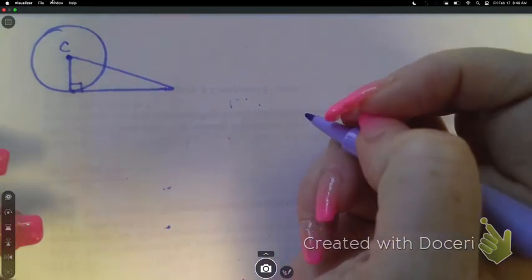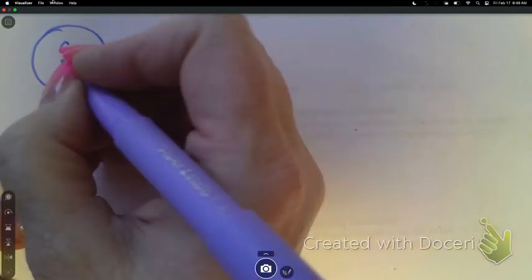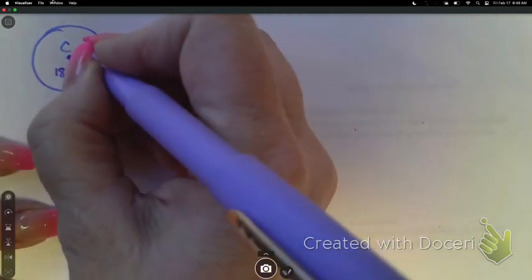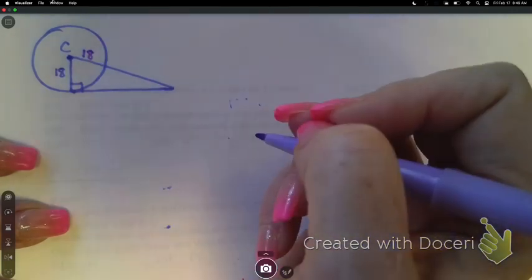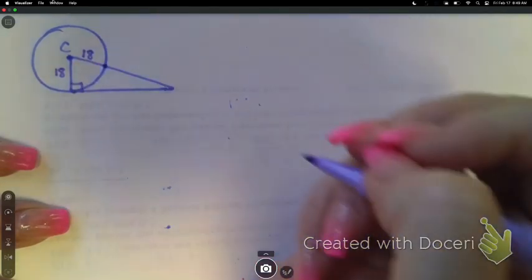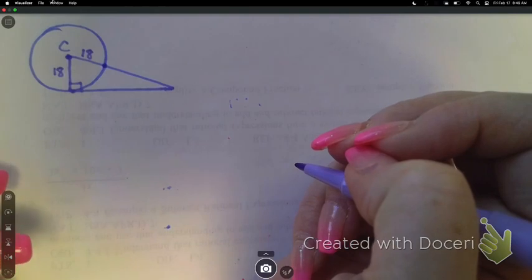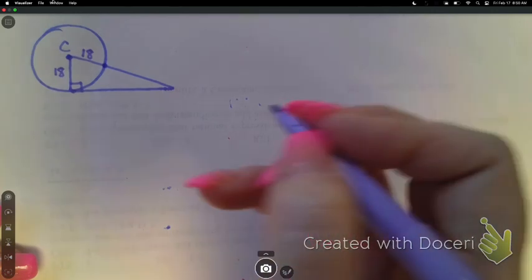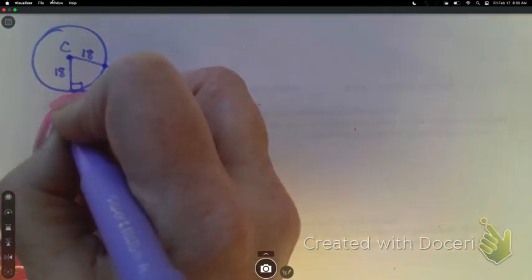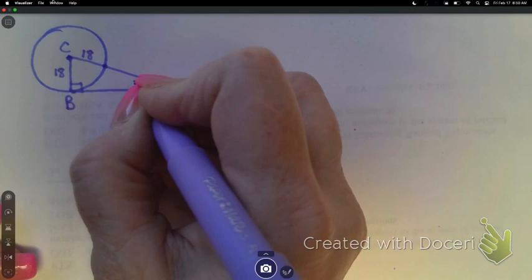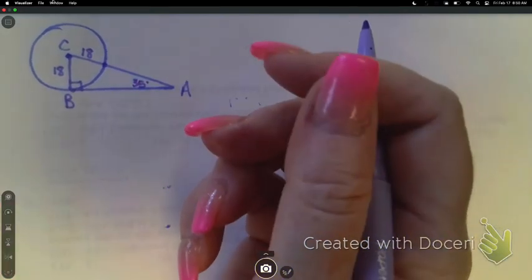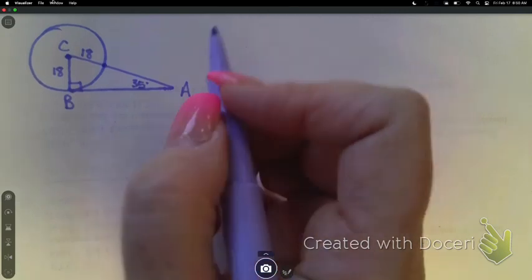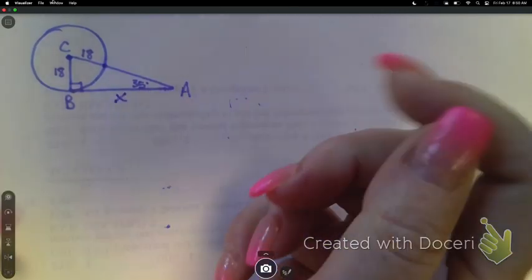The circle has a center C and a radius of 18. So the radius is here, but it's also everywhere around the circle, from here to here. If a triangle is a right triangle, A is 35 degrees. This is A, so I guess that's B. Find x, the distance from A to B.